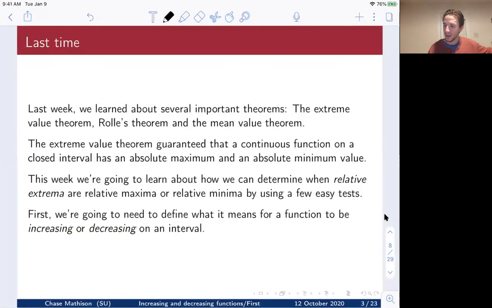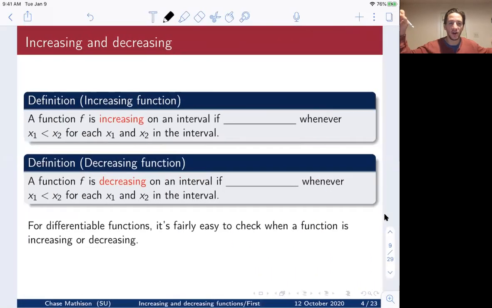Okay? So first we need to know what it means for a function to be increasing or decreasing on an interval to be able to use the first derivative test. So a few definitions are in order. A function is increasing. This function f is increasing. It doesn't have to be continuous or differentiable or anything. I'm not assuming anything about f for this definition.